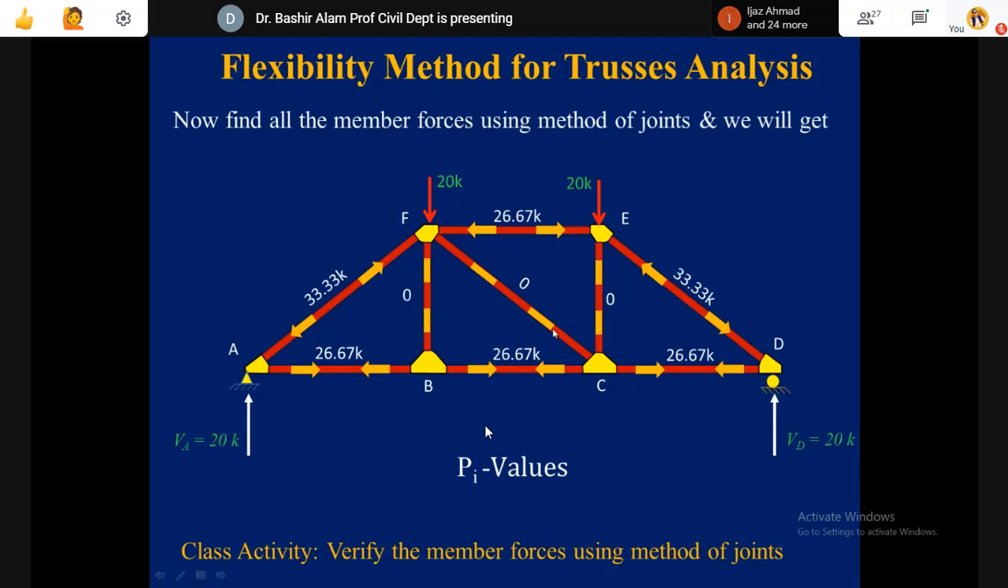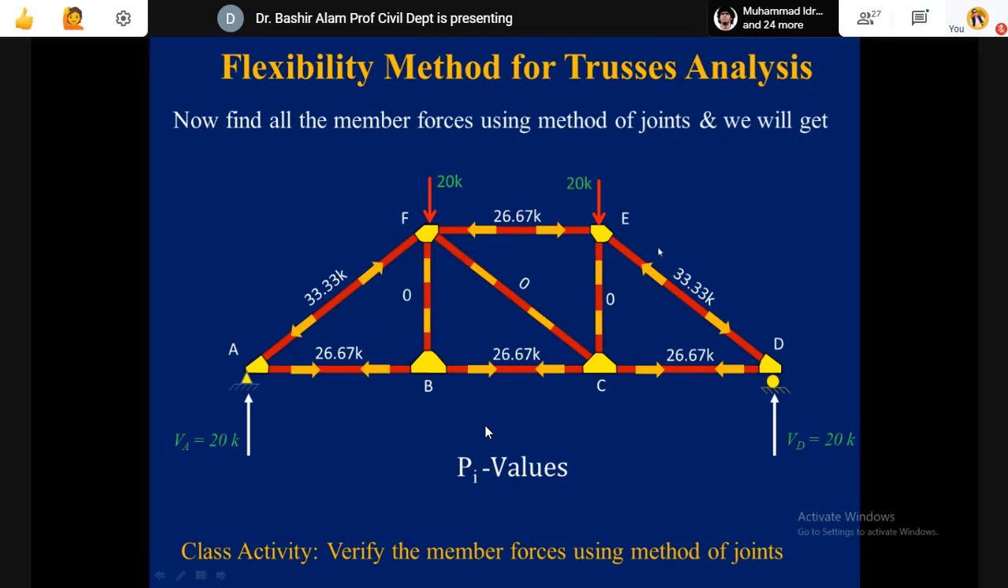Why? Because if it generates a horizontal component, how is that going to be balanced? We don't have any mechanism. So this diagonal force we know is 0. What will be the vertical? Nothing is hanging here at C, and this diagonal is 0. So what is going to be balanced by C? Obviously 0. It is not balancing anything. So this member force is equal to 0.